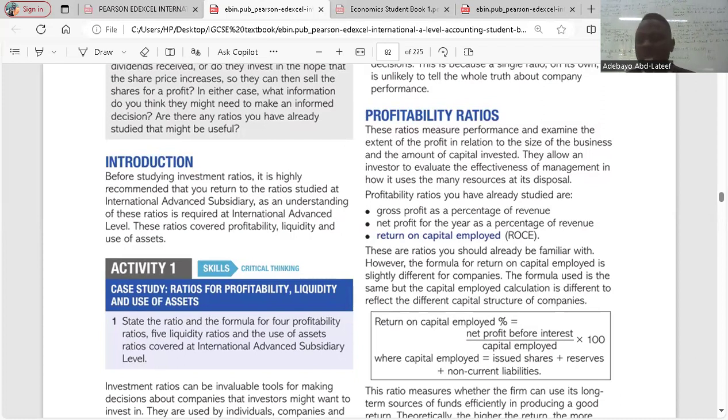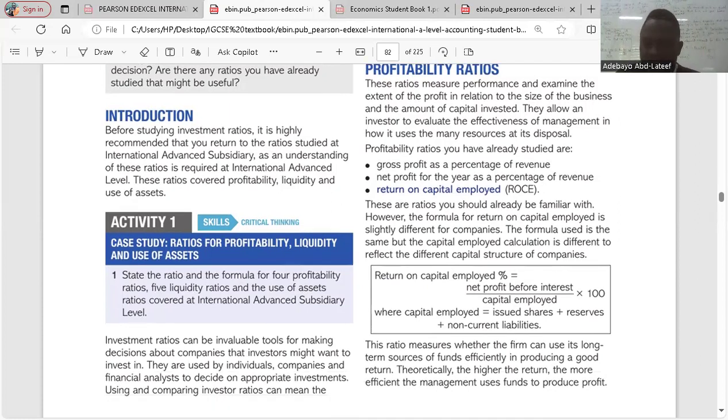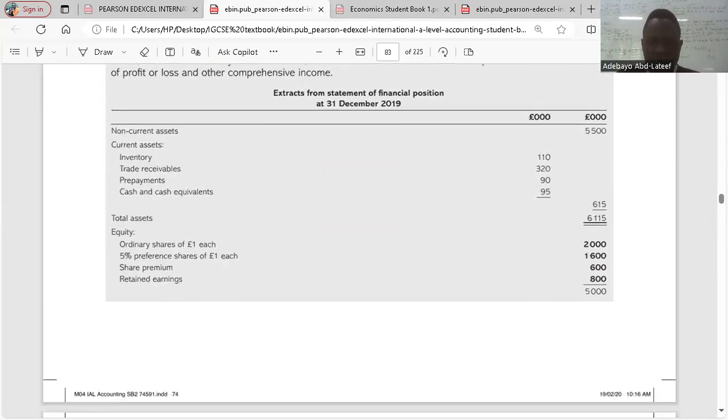Then we have the return on capital employed, ROCE. It is the net profit before interest divided by the capital employed multiplied by 100. So how do we get the capital employed? The capital employed is the issued shares, that's the ordinary shares, plus reserves and non-current liabilities. So the sum of your issued shares, reserves, and non-current liabilities makes up capital employed. That takes us to the question we have here in activity 2.